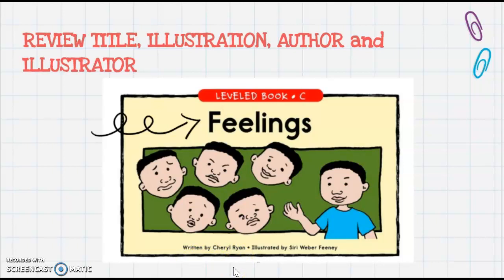And lastly, we have an illustrator. The illustrator is the person who creates the illustrations or the pictures, usually an artist. So at the bottom, right beside where the author is written, the illustrator is listed. And it will say illustrated by and then list their name.